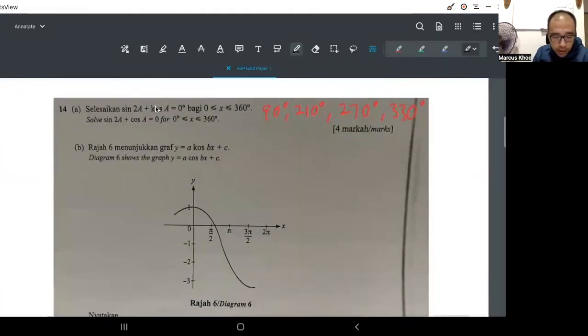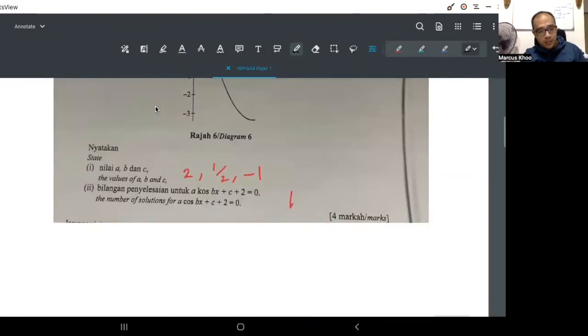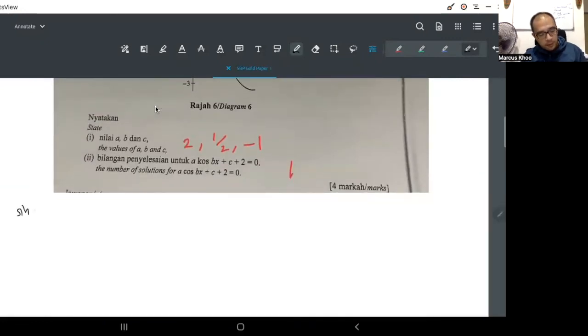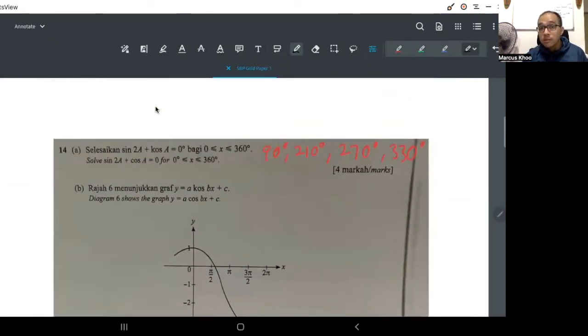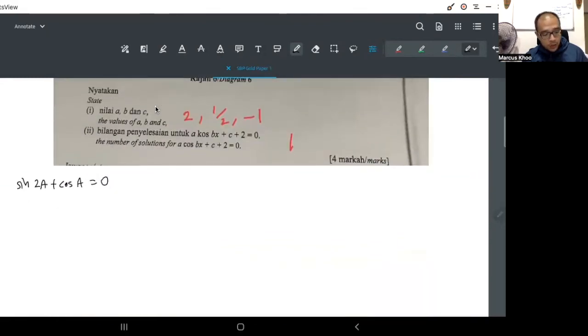Okay, question number 14. Solve sine 2a plus cos a equals to 0. Okay, let's settle this first. So sine 2a plus cos a equals to 0. The first thing that we need to do is to settle the sine 2a. So this will be 2 sine A cos A plus cos A equals to 0. Factorize out the cos A, so I get cos A (2 sine A plus 1) equals to 0.